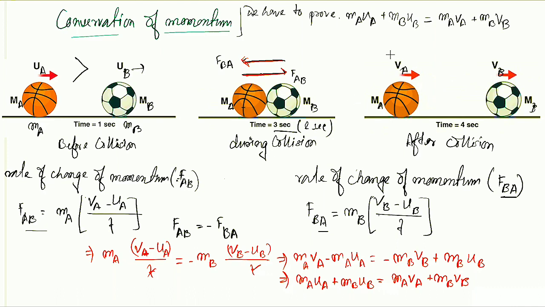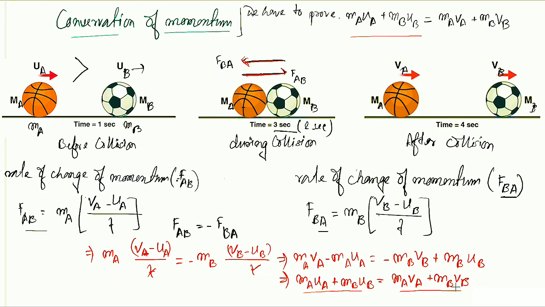From this relation we have now proved it, right? We got MAUA plus MBUB equals MAVA plus MBVB. We have got it here too: MAUA plus MBUB equals MAVA plus MBVB. This is the relation that we proved. So we have proved it.